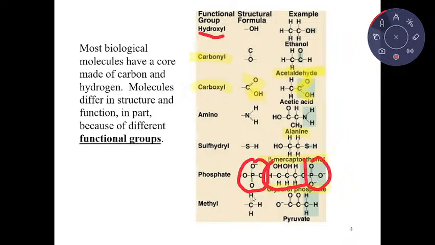The methyl group has three hydrogen atoms. In this we took the example of pyruvate, so you can see this bond is attached. The methyl functional group is present in pyruvate. So these are the main biological molecule examples according to the functional group and how they are attached. Okay, next, coming to the next slide.